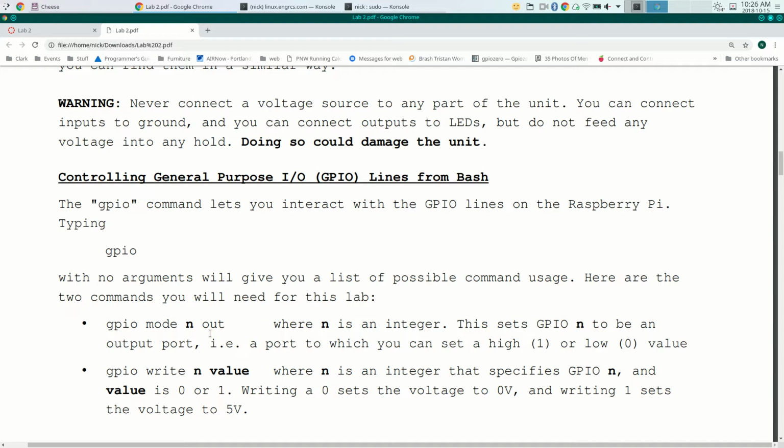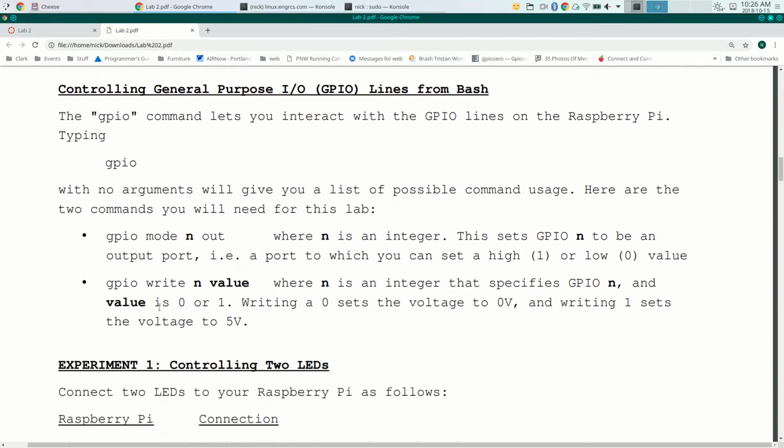For this lab, we're writing voltages to the ports so we can light up LEDs, so you want to say out. So GPIO mode 4 out, GPIO mode 5 out. And then when you want to actually write a value, you use GPIO write, the port number, and then either a 0 or a 1. And that'll push that pin to either 0 volts or 5 volts.